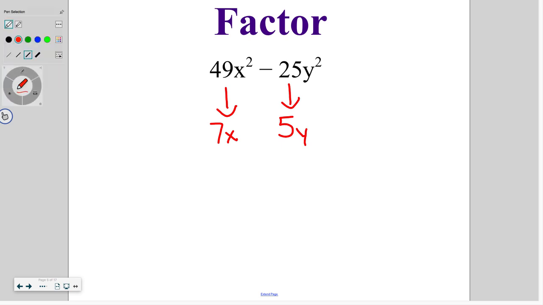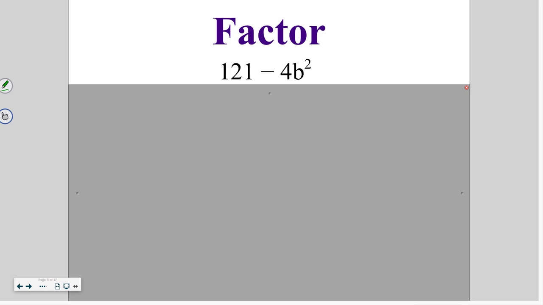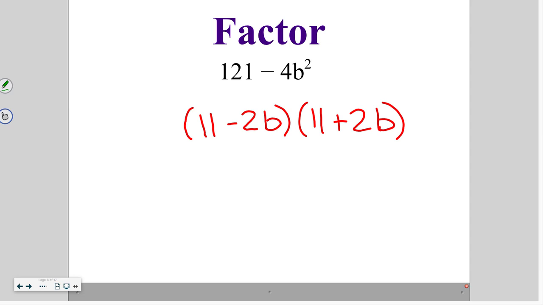So that means for our final answer we have 7x minus 5y, and for our second part of the answer 7x plus 5y. So we can take the square root of each of the terms and that square root value becomes the answer. Go ahead and try this one on your own. 2 terms, we can take the square root of both, so I get 11 minus 2b and 11 plus 2b.